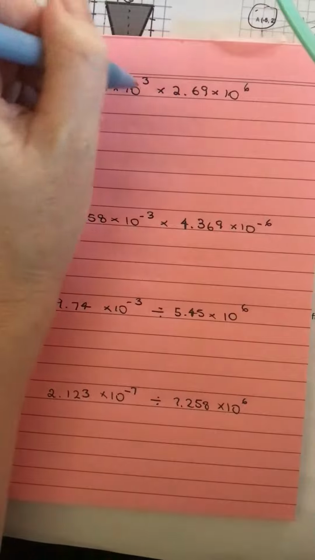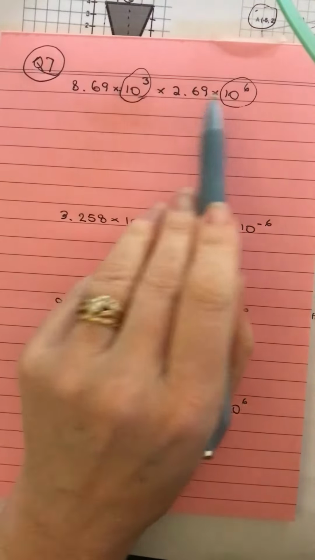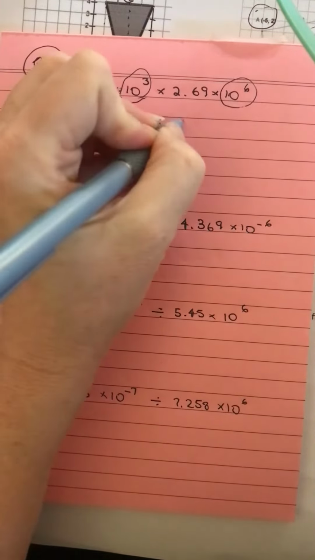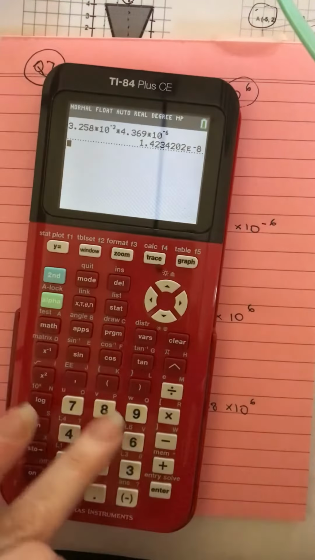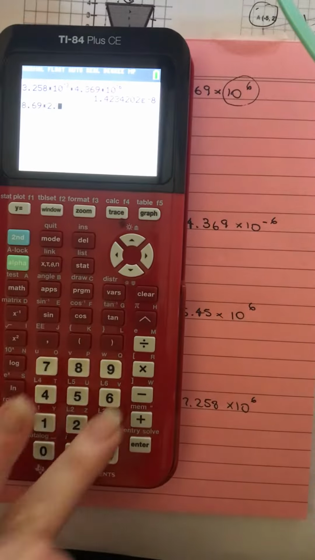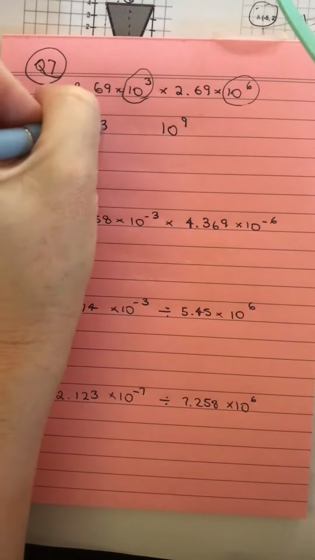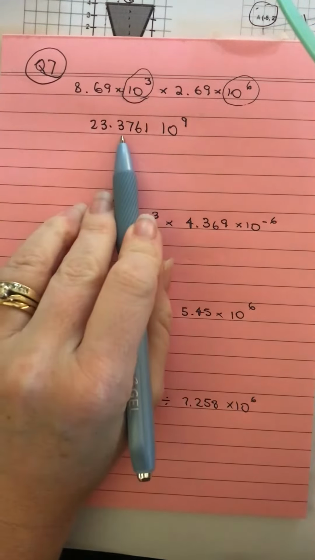So, and our index laws. We've got our 10 with the same base, and so we will add the indices for that. So we get 10 to the 3 plus 6, which is 9, and then we're going to multiply these two numbers. So we're going to go 8.69 by 2.69. So that gives us 23.3761, and so we'll round that to just 23.4.